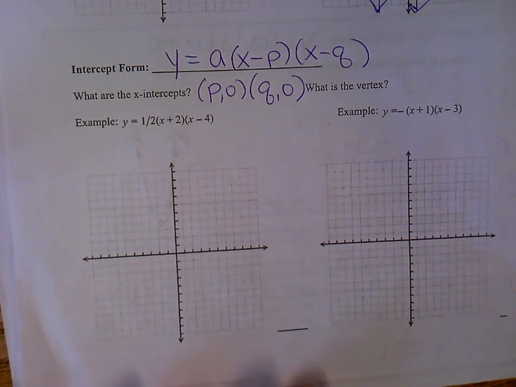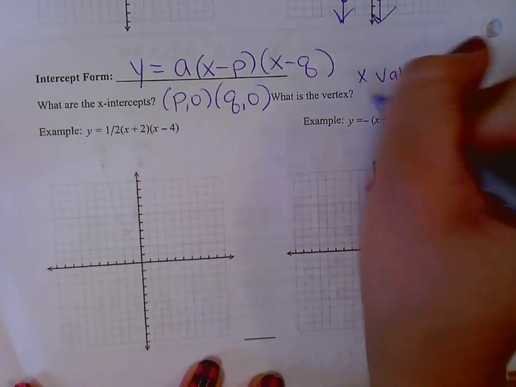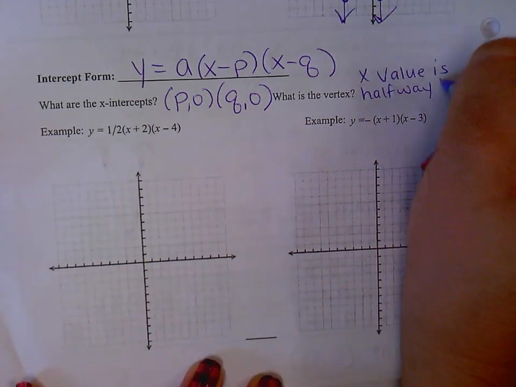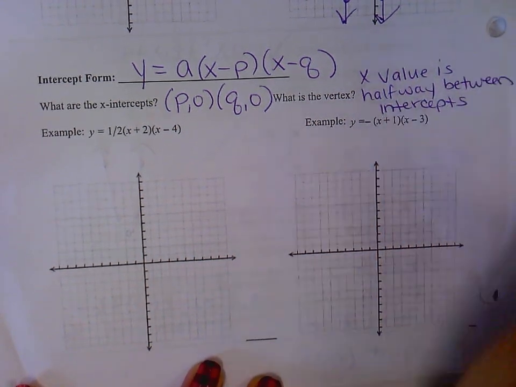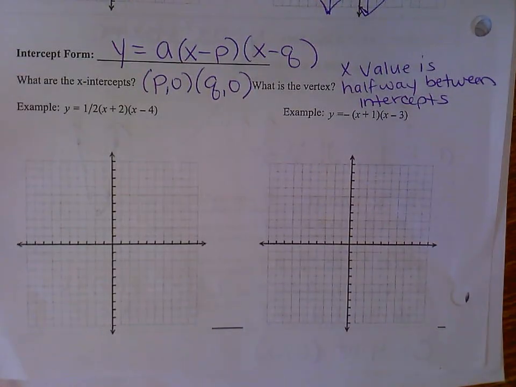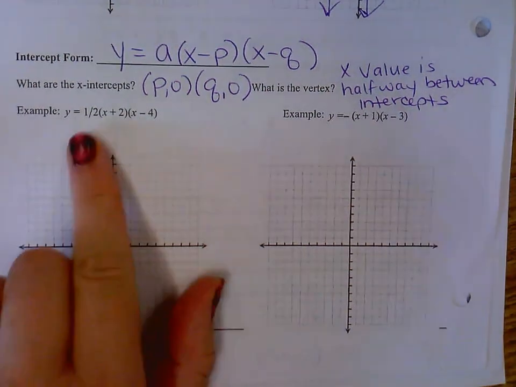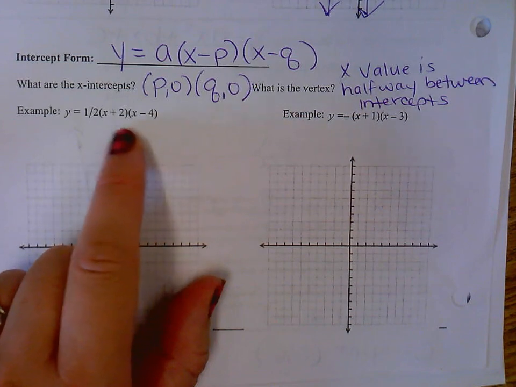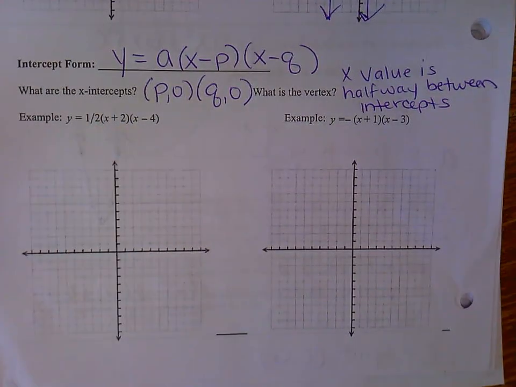In intercept form, I'm going to say that the vertex, the x value is halfway between the intercepts. So we can find the x value, and then we have to plug that in to find the y value. I like intercept form if it's given in intercept form. We're going to review how to FOIL. Remember how to FOIL? Multiply out either using the box method or distributing binomials. I don't know why you'd want to put this in standard form just to graph it. If it's in intercept form, it should be easy to graph in intercept form.